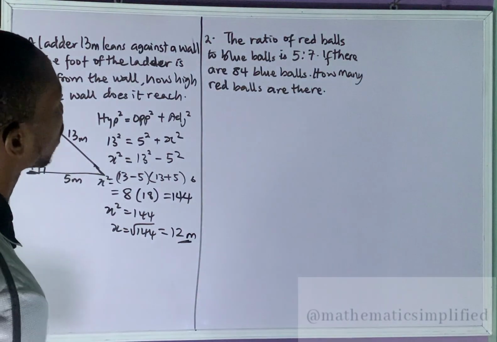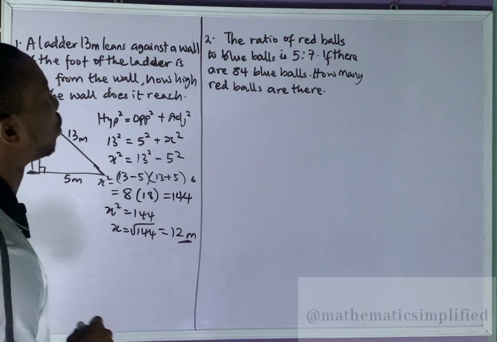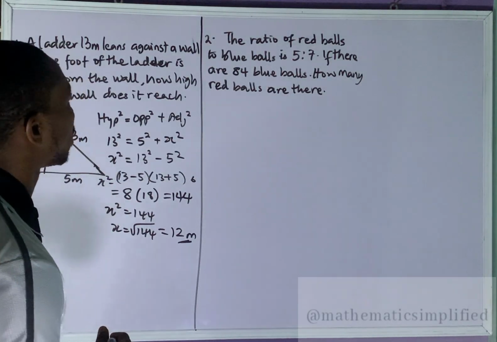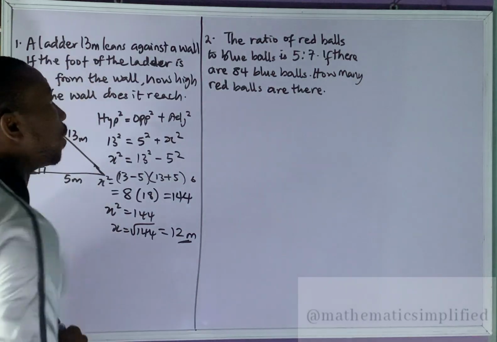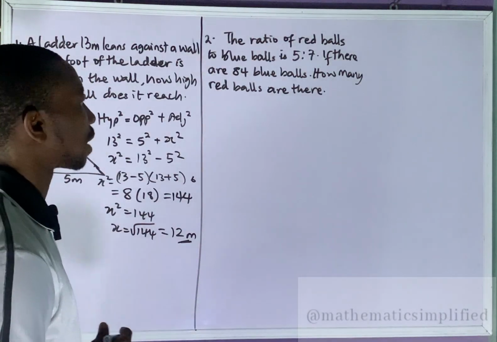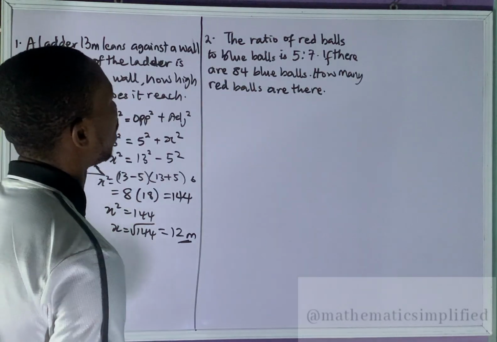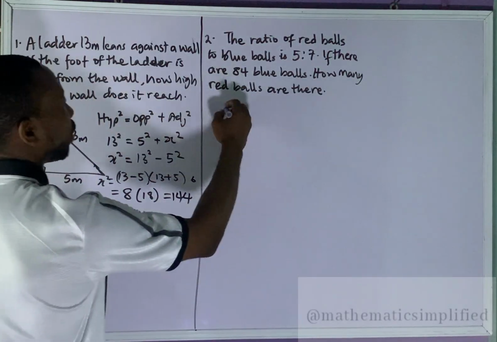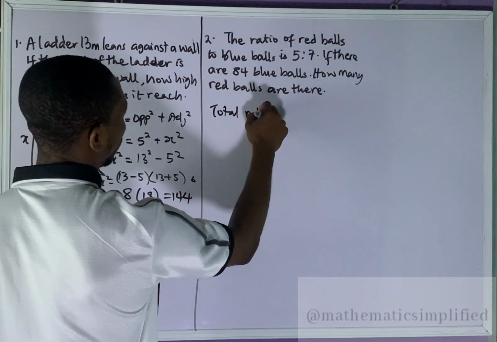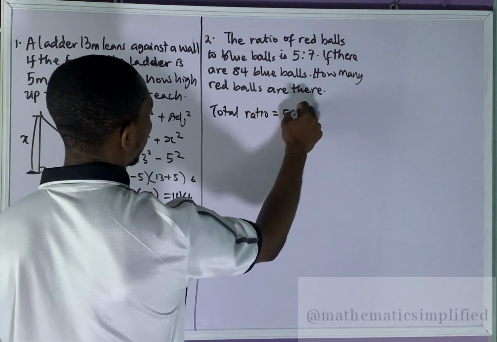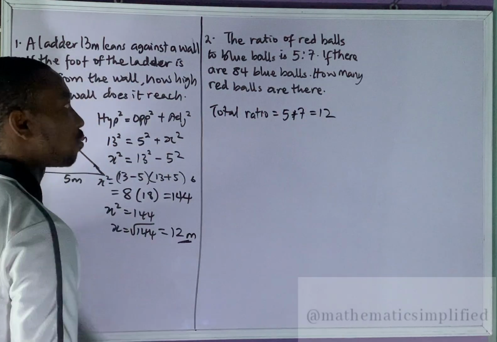Okay, now for the second one, it says the ratio of red balls to blue balls is 5:7. If there are 84 blue balls, how many red balls are there? All right. How many red balls are there if there are 84 blue balls? So let's look at our total ratio, which is 5:7, or 5 plus 7, which gives us 12.